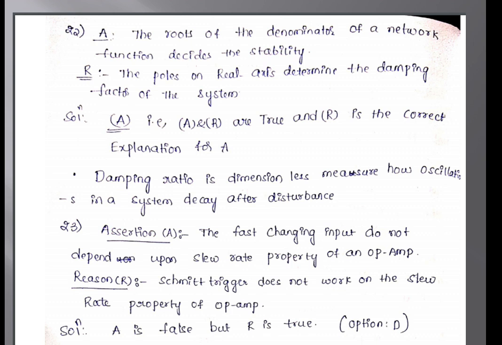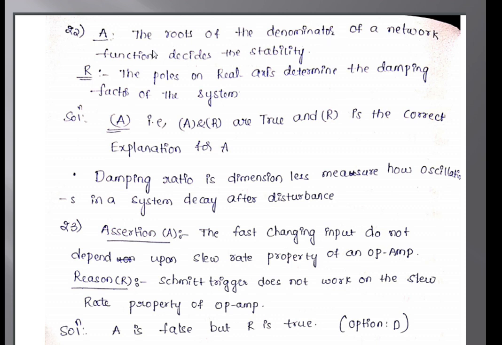If the poles lie on the left hand side of S plane, then the system is stable. If the poles lie on the right hand side of the S plane, then the system is said to be unstable. So in the assertion they have given that the roots of the denominator of a network function decides the stability. So here the roots of the denominator are nothing but the poles of the system.